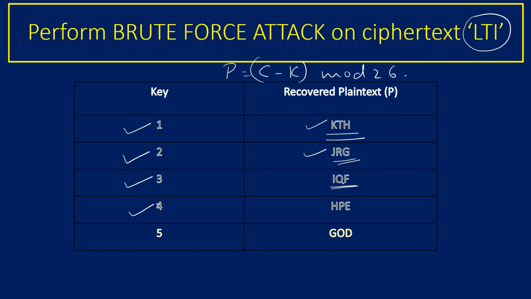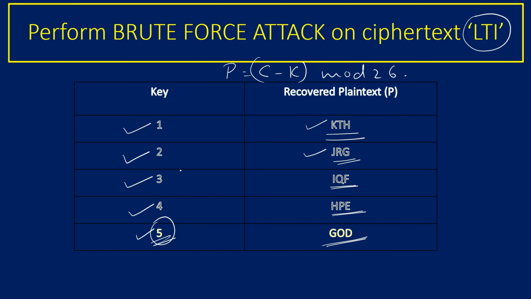So he moved ahead with the next key K equal to 4 and recovered the plaintext as HPE, which again did not make any sense. Finally, when he used the key 5, he decrypted the ciphertext LTI as plaintext GOD, which made sense, and hence the correct key is K equal to 5 in this case. But if he was unsuccessful to decrypt here, he would have moved ahead with the next key, that is 6 and then 7, 8, as long as he reaches 25 in case of Caesar cipher to recover the correct key.